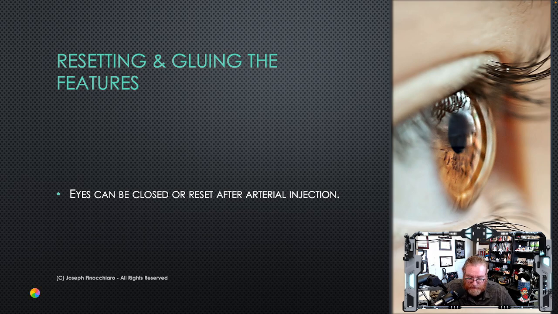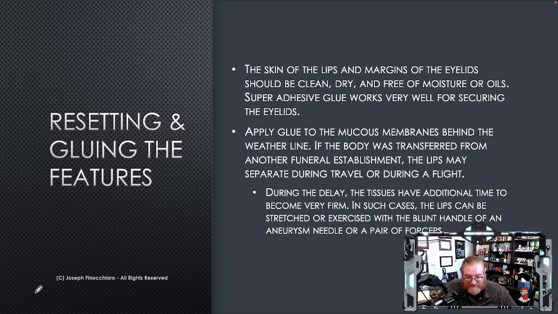Eyes can be closed or reset after arterial injection. And the skin of the lips and margins of the eyelids should be clean, dry, and free of moisture or oils, including massage cream. Hint, hint. Super adhesive glue works very well for securing the eyelids. Apply glue to the mucous membranes behind the weather line.